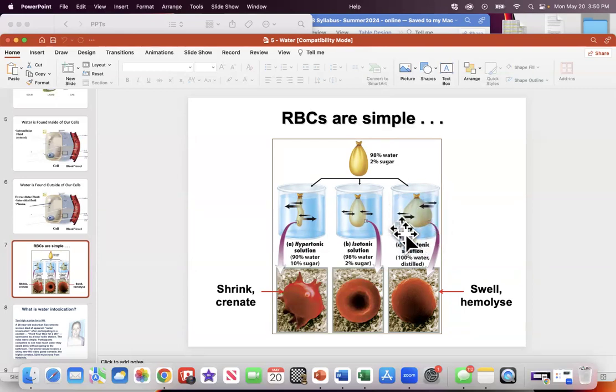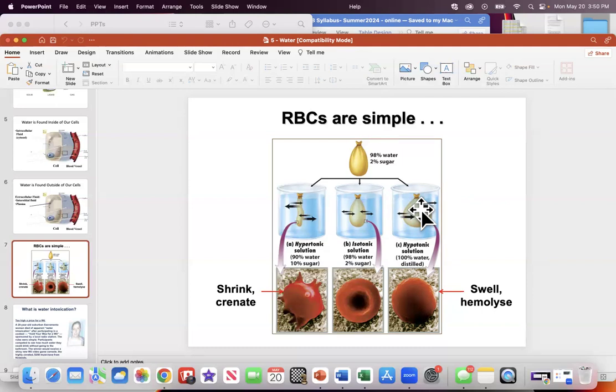So apparently this solution's concentration is lower than the ICF, right? The ECF concentration is lower than the ICF. ECF is the solution outside, ICF is the solution inside. So the ECF concentration is too low. That's why water moves into the cell and the cell swells. So too low means hypo.